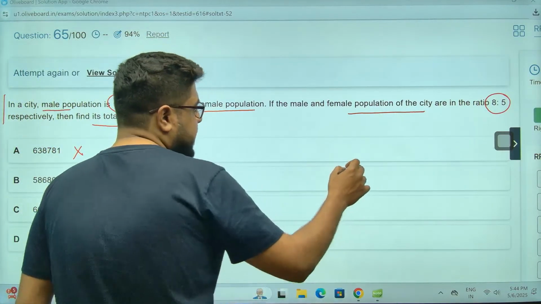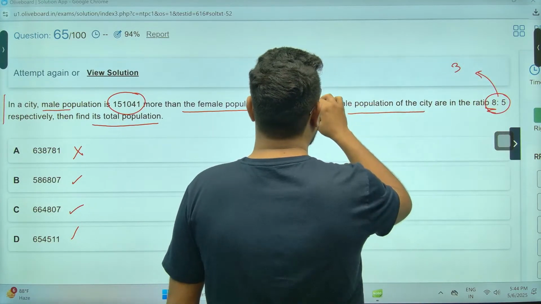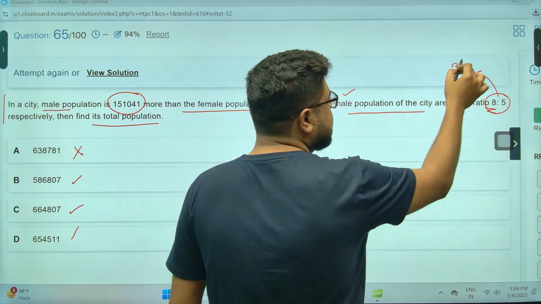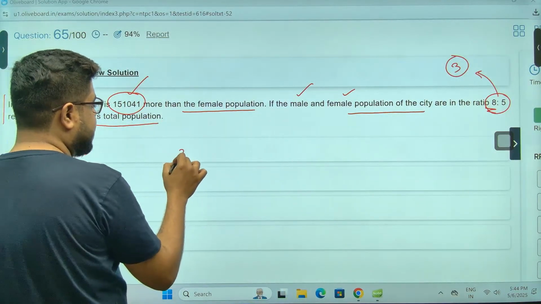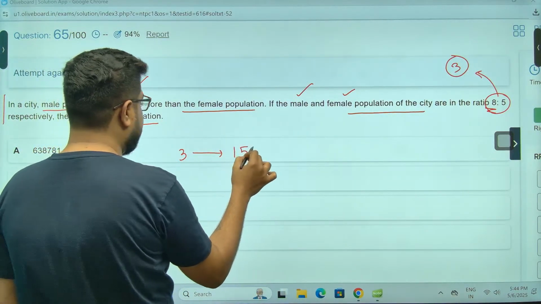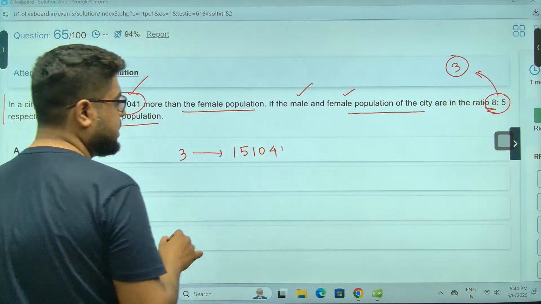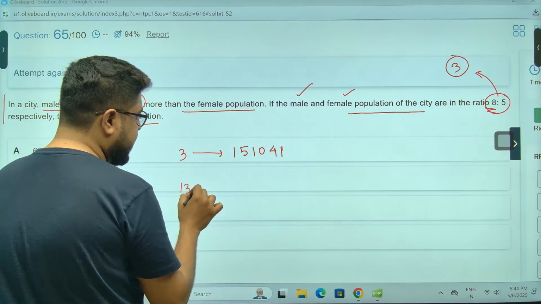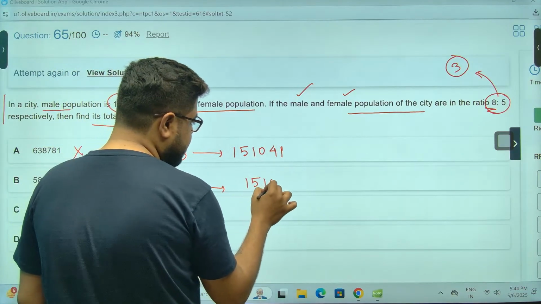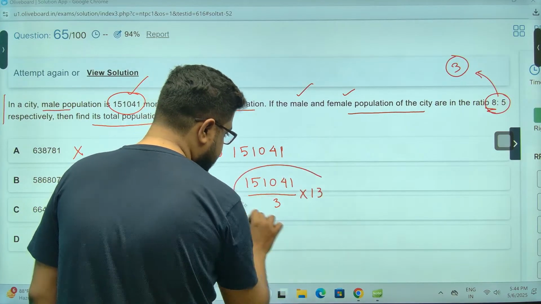So the difference will be 3 units. You see, 5, 8 is male, 3, 5 is female. So the difference is 3. So 3 units is this much. 151041. And I need the total. Total means I need 13 units. So 1 unit will be this. 13 units will be into 13.